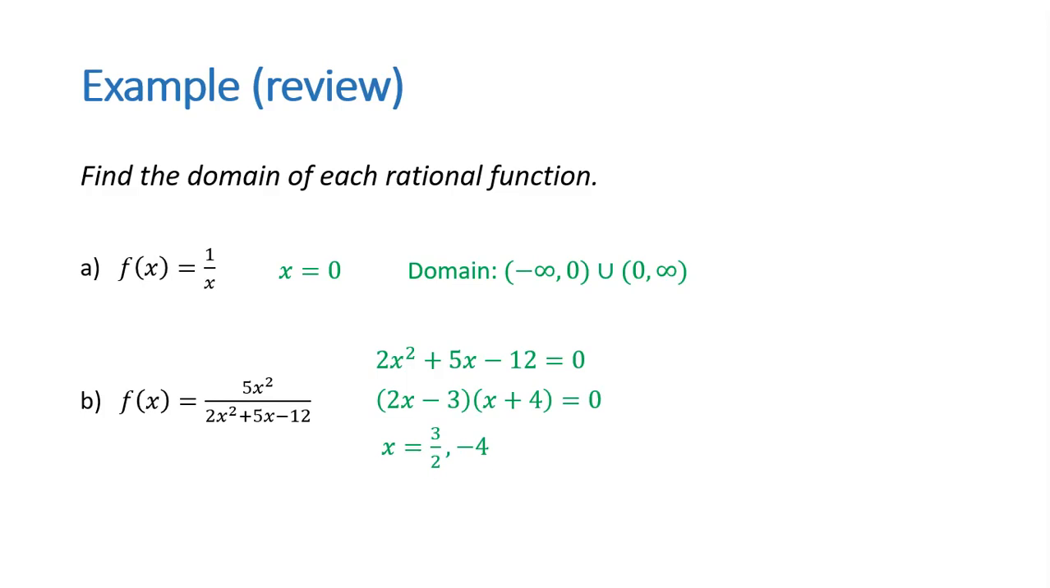So we can have anything that's less than negative 4, we can have anything between negative 4 and 3 halves, and then we can have anything greater than 3 halves. We just can't include these specific numbers in the domain. So this domain is actually going to be split up into 3 intervals around these two exclusions. So we have everything from negative infinity to negative 4, everything from negative 4 to 3 halves, and then everything from 3 halves to infinity.